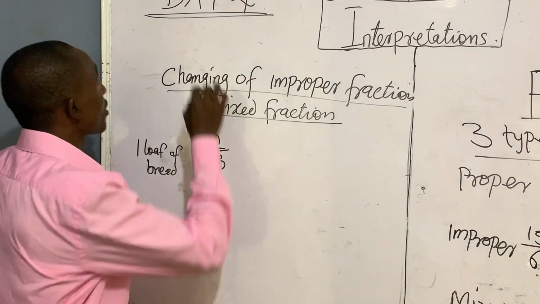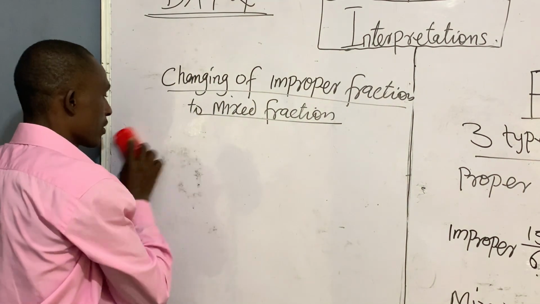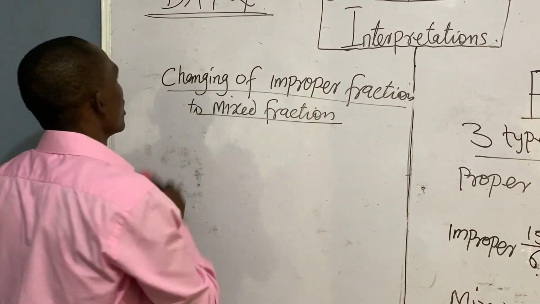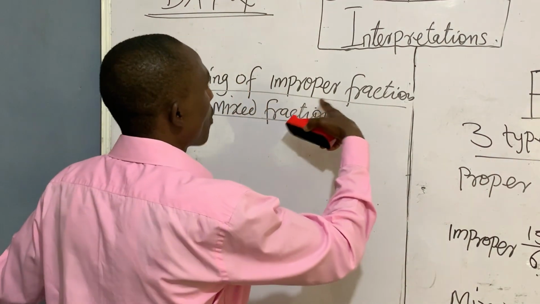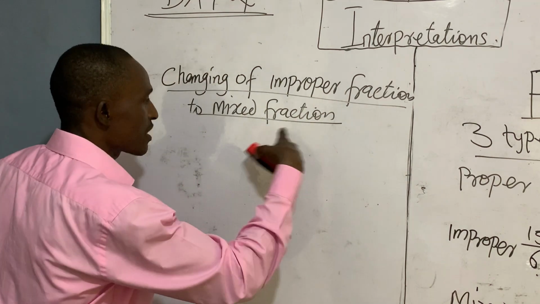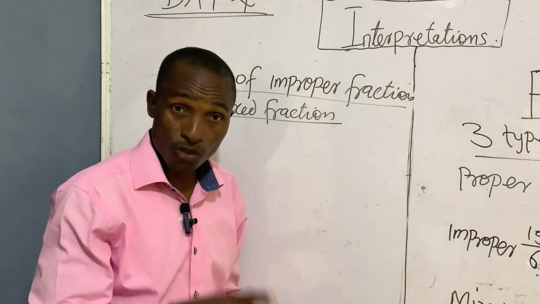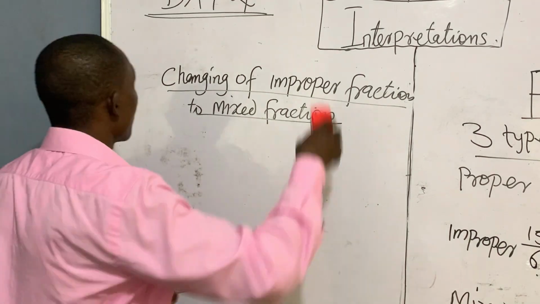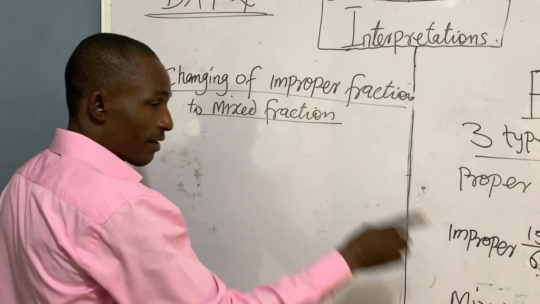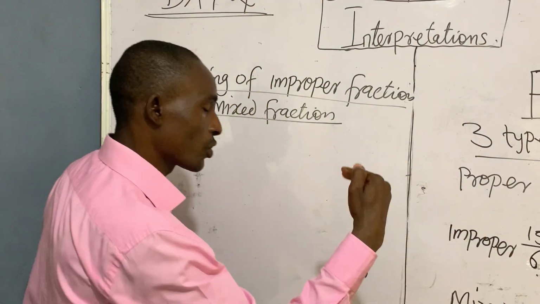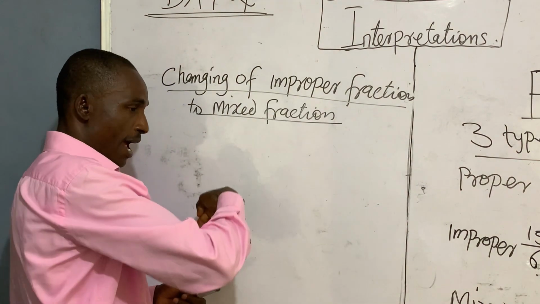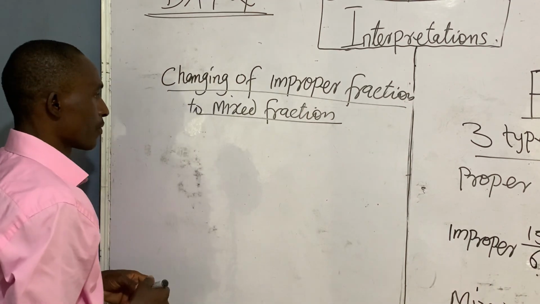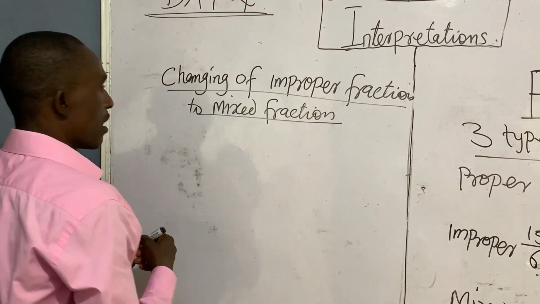So we want to do something. Let's quickly go over to why we're here. Changing of what? Improper fraction to what? Mixed fraction. Which we have done before. Because I want to quickly do that so that we can reverse it immediately. How to change from mixed fraction to what? Proper fraction immediately. To improper fraction. Okay. Let's look at that.